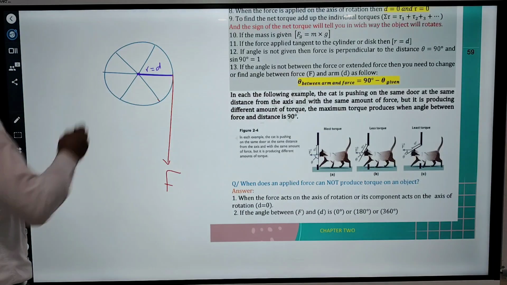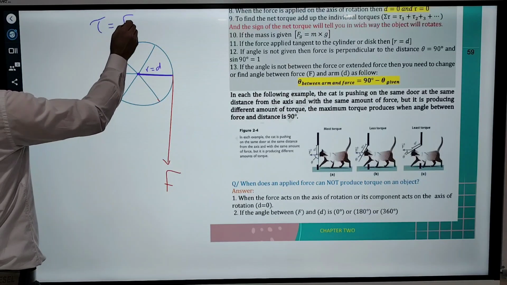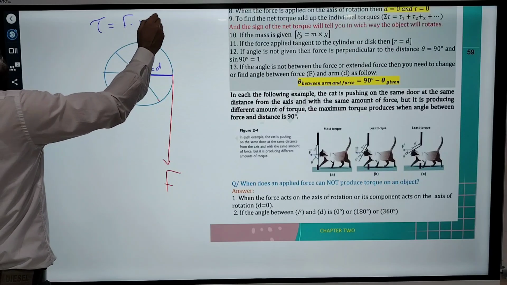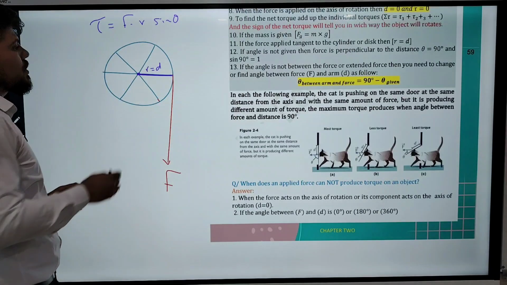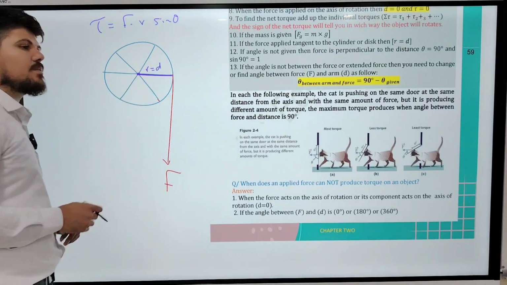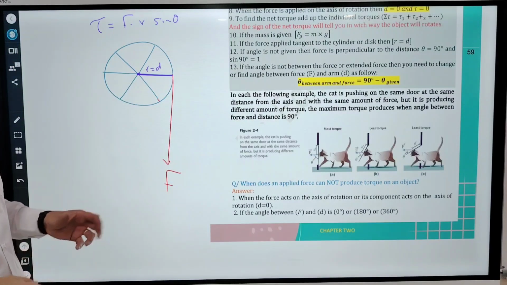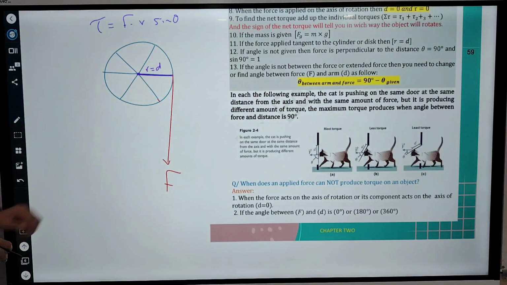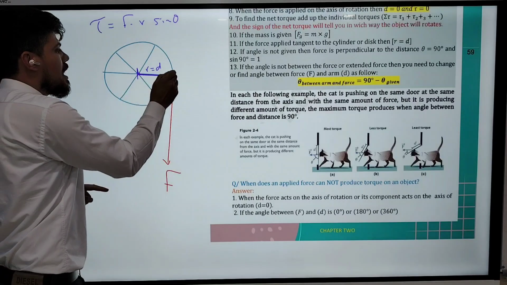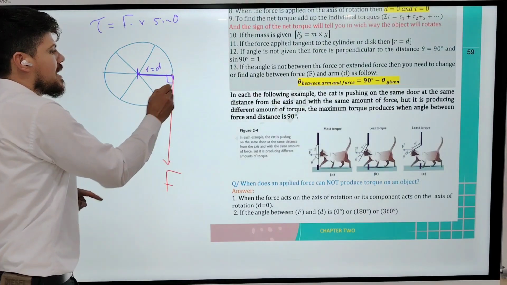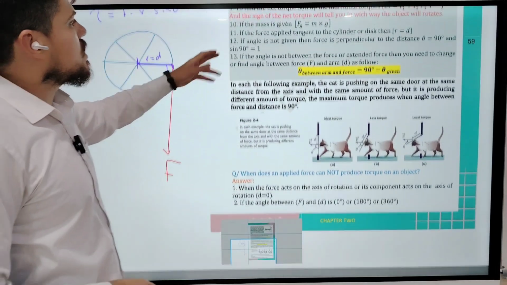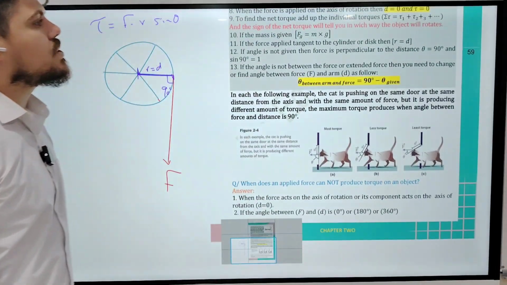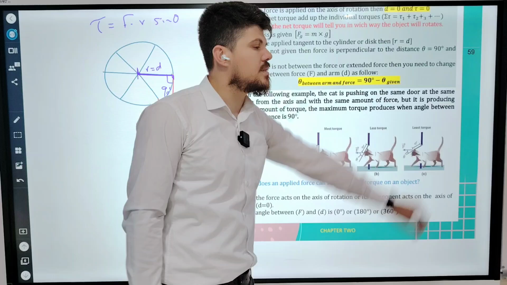So the equation becomes like that. You can say instead of D, you can write R sine theta. Okay, it's no problem. Why? Because this is the radius of the bicycle tire, and also it is the distance from the axis of rotation to the applied force, and in that case, this is perpendicular. Okay. If the angle is not given, the force is perpendicular. Always you have to use theta 90 degrees.